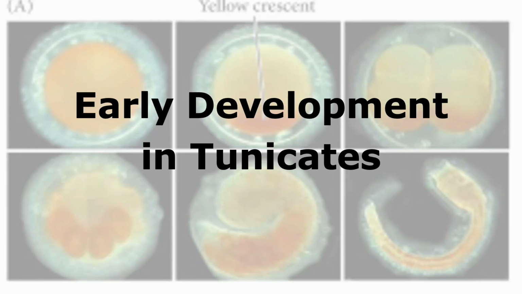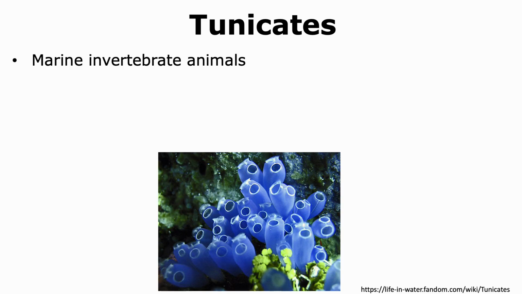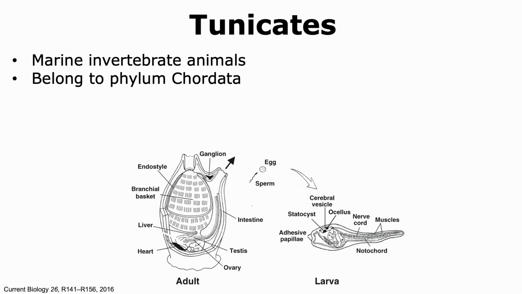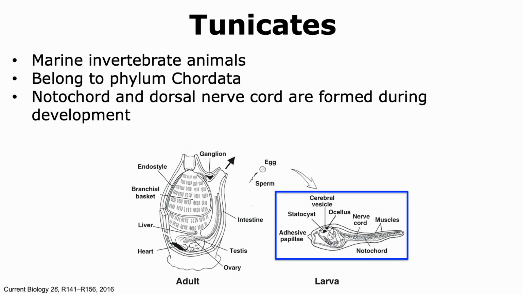In this talk, we're going to learn about the early development in tunicates. Tunicates are marine invertebrate animals that belong to the phylum Chordata. To look at the life cycle of tunicates, let us first start with the fertilization of the egg with the sperm. The resulting zygote undergoes developmental processes to form a larva.